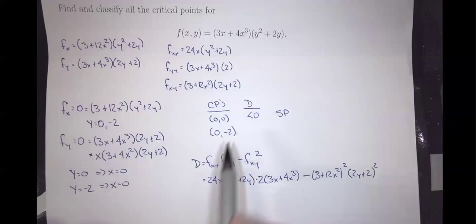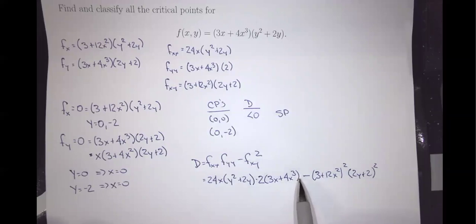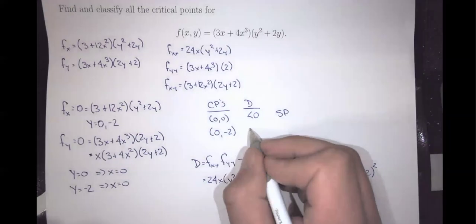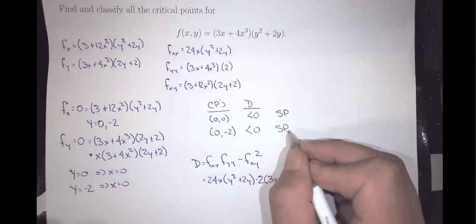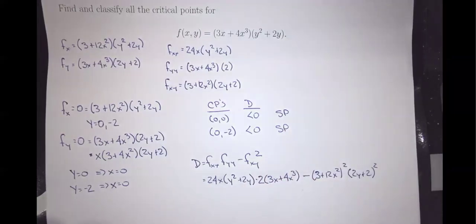At x = 0, y = -2, again, we've got an x here, which makes this whole first term 0. X is 0, which makes this 9, negative 9, in fact. And then y = -2, you get 2 times -2 is -4 plus 2 is -2. Squared is positive. So we've got 9 times 4, with the negative here. So that's also less than 0. So this is also a saddle point. So we've got 2 saddle points and no extreme values.